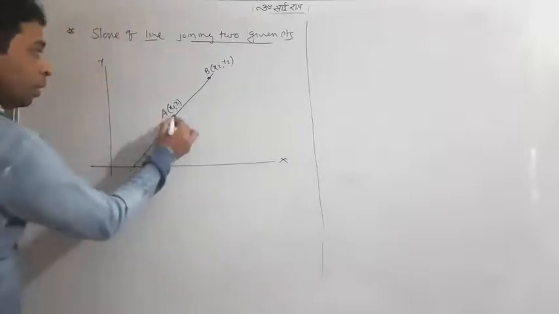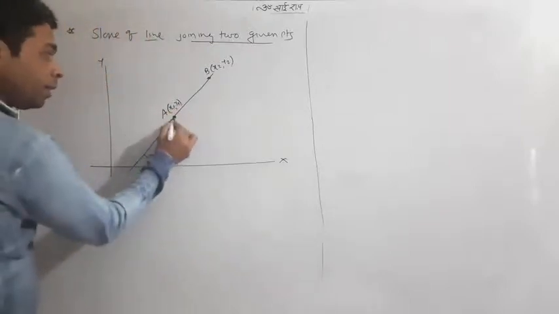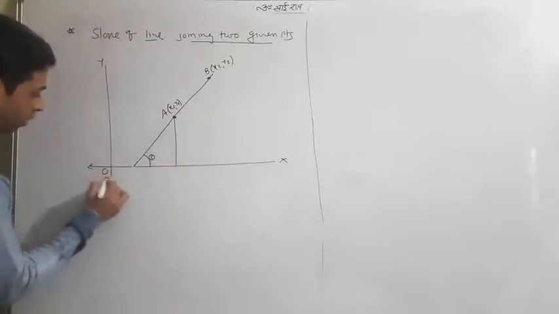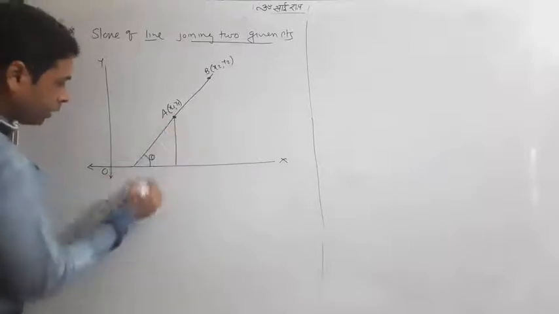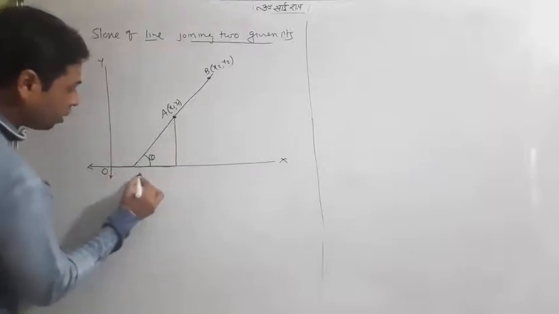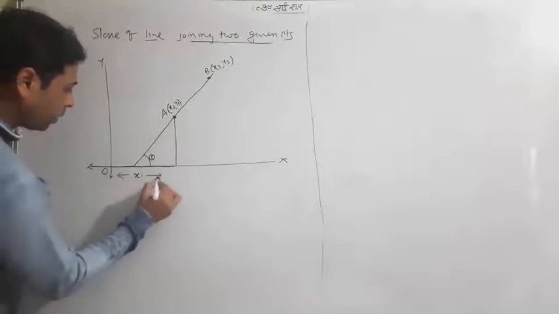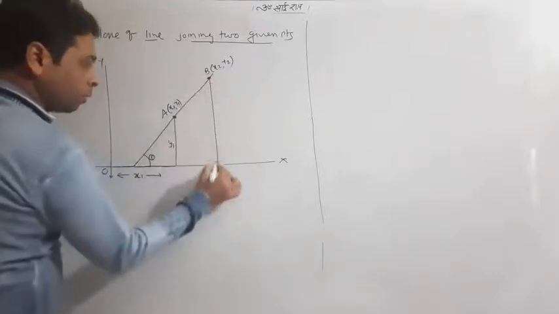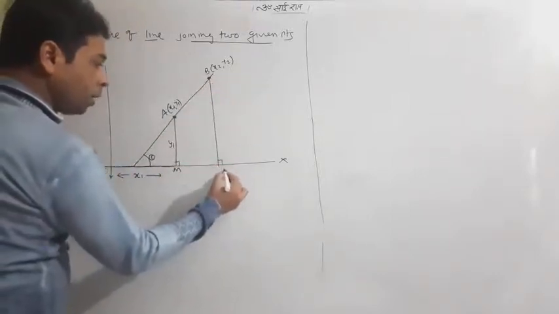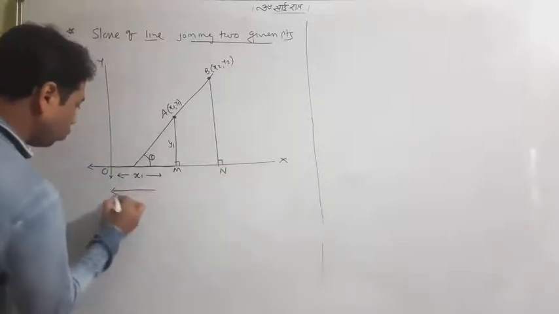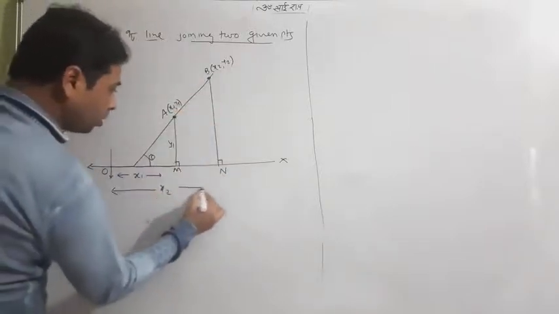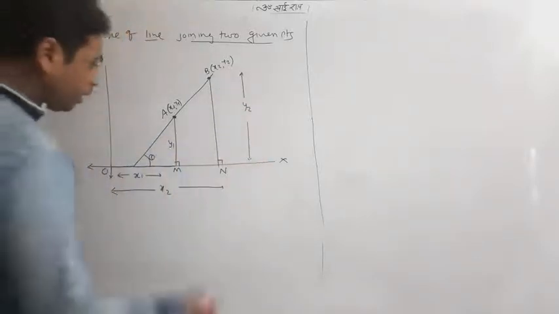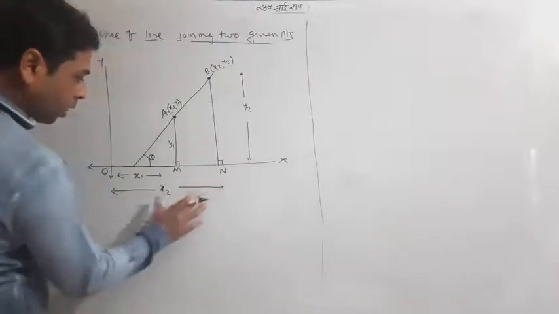Look at it carefully. This is a point A, x1, y1. I draw the perpendicular here. When I draw the perpendicular, this distance is x1 and this distance is y1. This we read in class 10th. And when we draw the perpendicular from the point B to the x-axis, this horizontal distance is called x2, and this distance is called y2. This remaining distance is x2 minus x1.